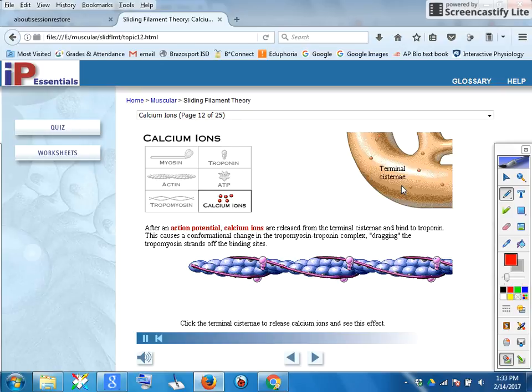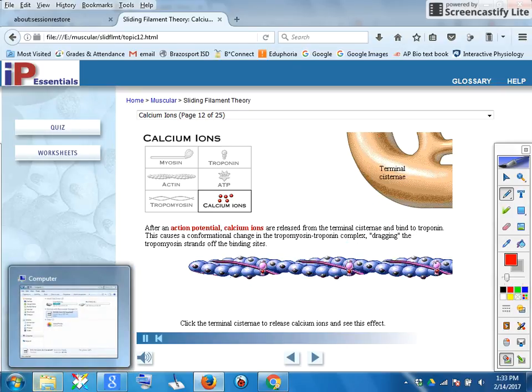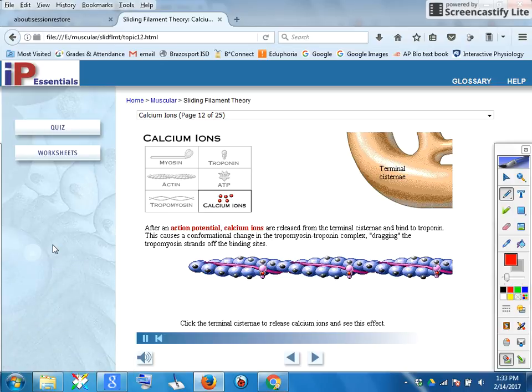Okay, so let's see that again. Calcium leaves, attaches to the snowman, and moves the tropomyosin off of the binding site. One more time. Before the calcium gets there, look, if the myosin wanted to attach to the actin, could it? It cannot attach because the actin's binding site is covered up by tropomyosin. The calcium binds with the troponin, and the troponin is then activated to move the tropomyosin out of the way.